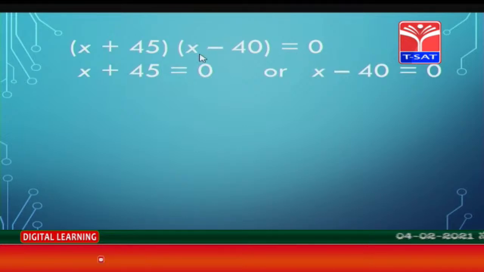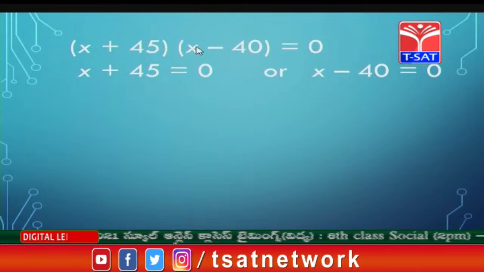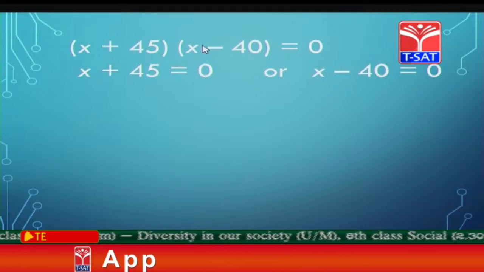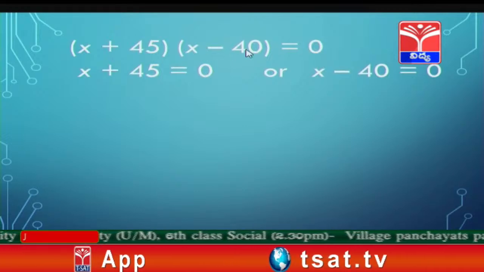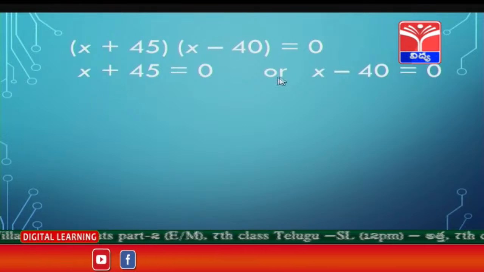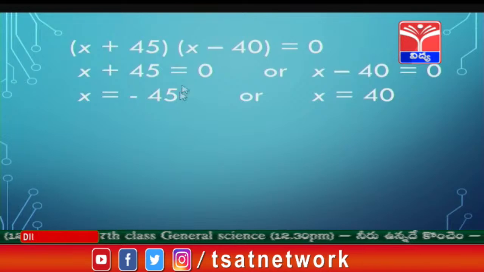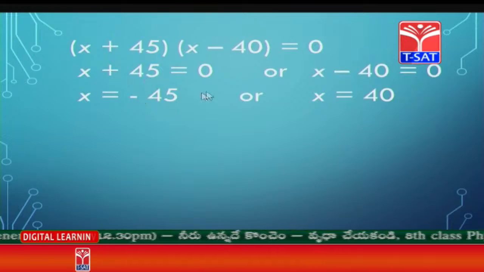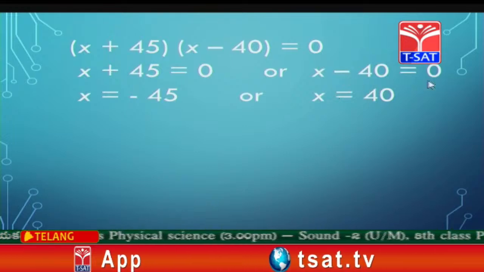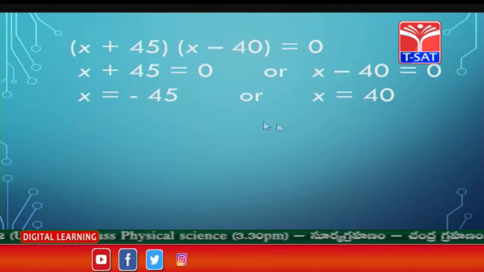Just remember children, when the product of two terms is equal to 0, then either one of them must be 0. That is, if AB is equal to 0, then A must be equal to 0 or B must be equal to 0 or both A and B must be equal to 0. So, our x plus 45 is equal to 0 or x minus 40 is equal to 0. So, let us transpose the terms respectively. When I shift this plus 45 to the other side, I get x value as minus 45, and when I am transposing this minus 40 to the other side, I get plus 40. So, I get two values for x, which is minus 45 or 40.